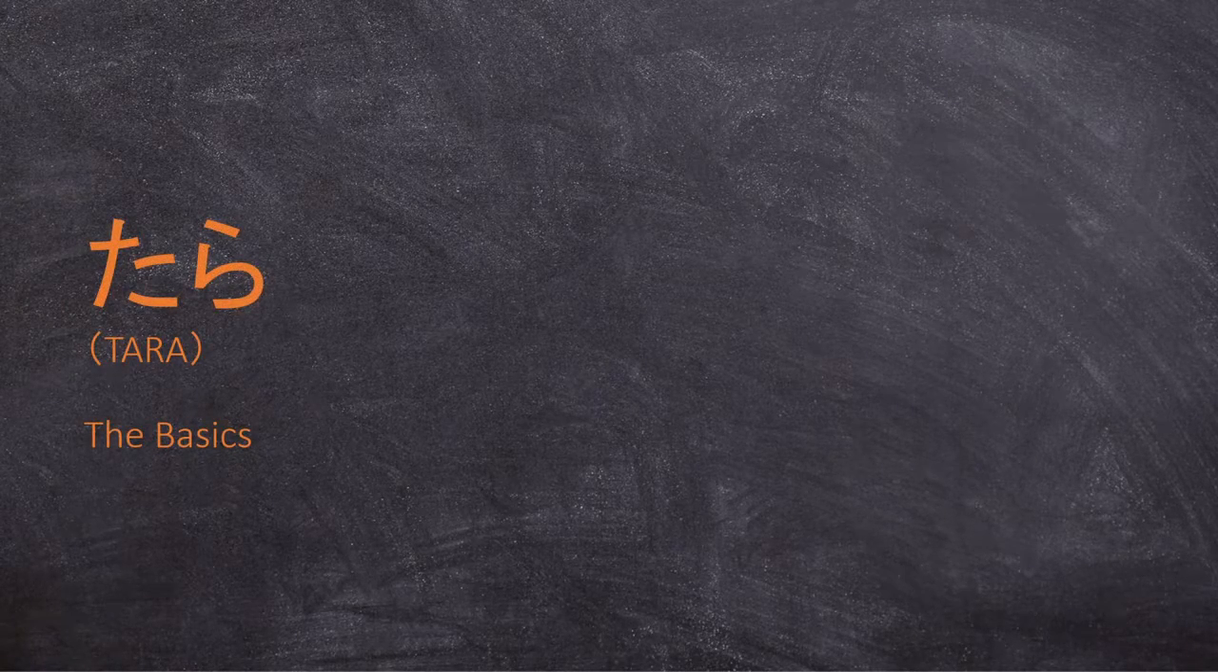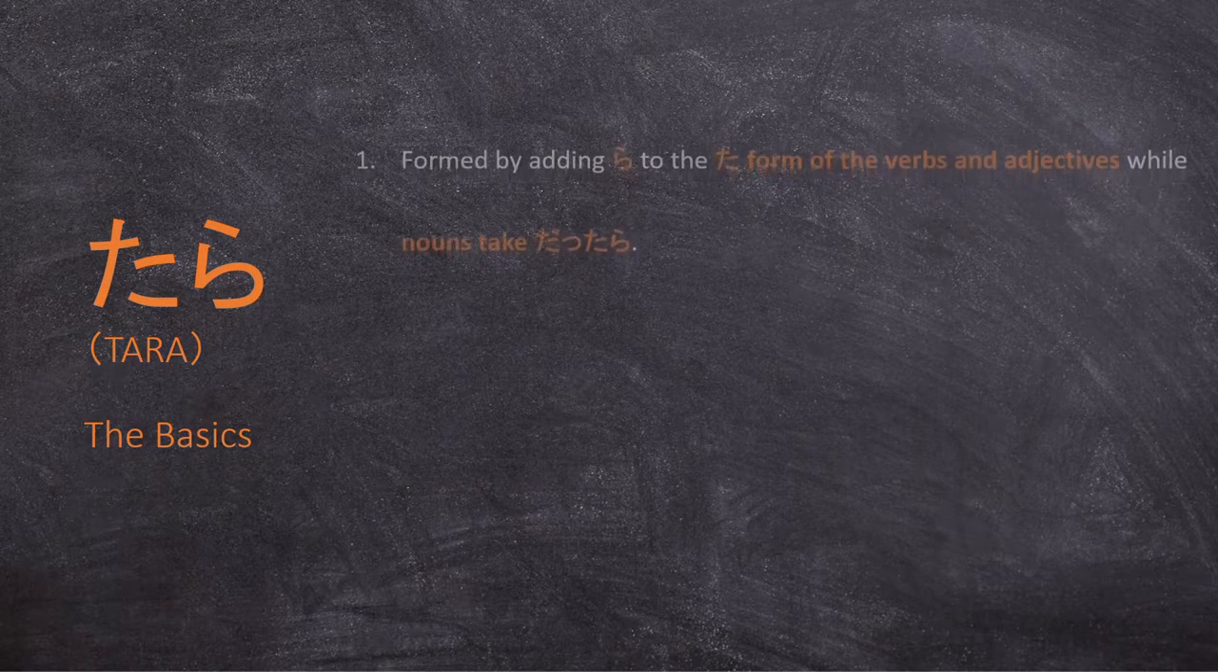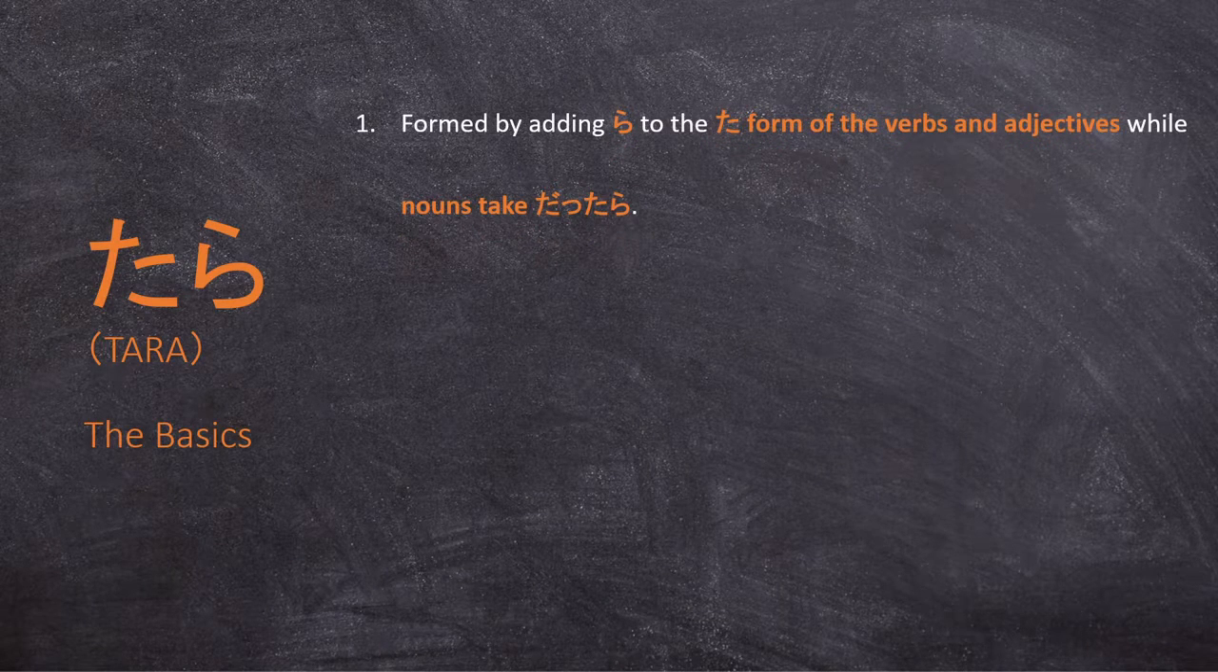Alright, so what do we need to know about Tara that would count as the basics of it? First, we need to know how to attach it. And we attach it rather simply to verbs and adjectives by first forming their simple past form, the ta form, and then adding ra to it, while the nouns take the dattara suffix. But I have dedicated an entire section of this video to the construction pattern, so I will talk about that in a bit more detail in that section.